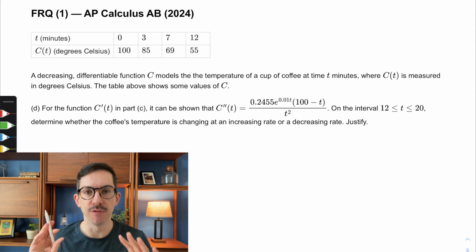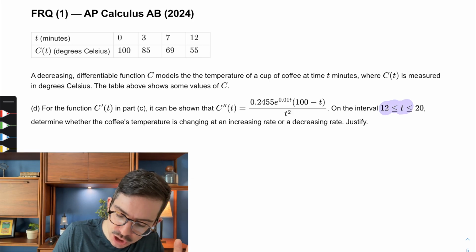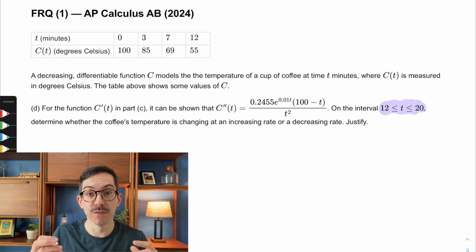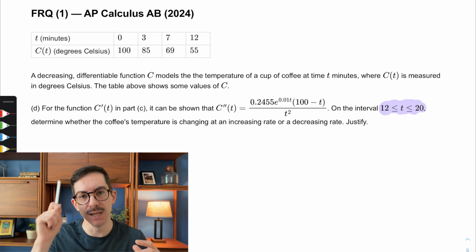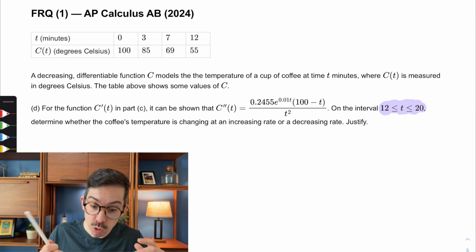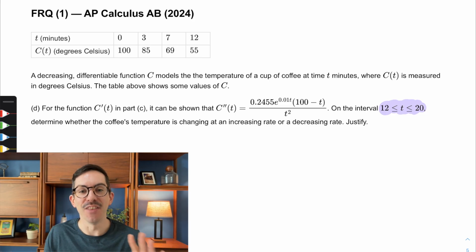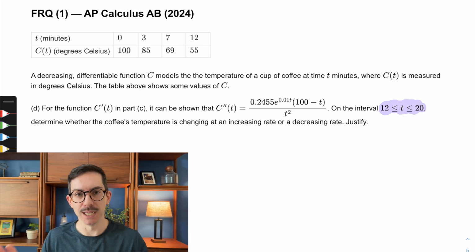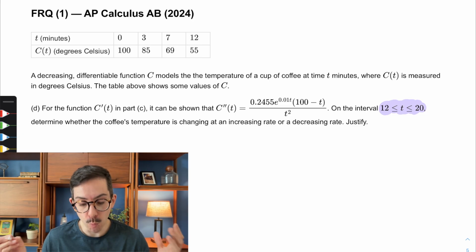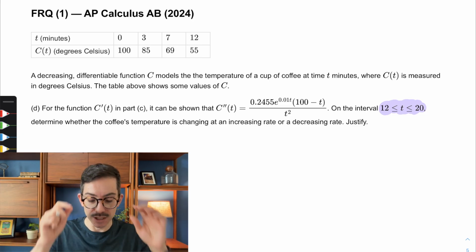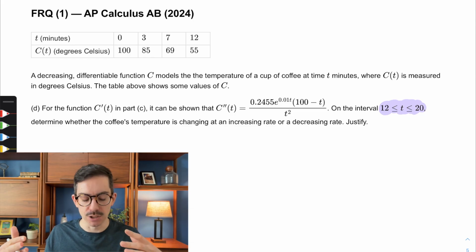Okay, on to the final part of the problem. Here we're still working in that time range, t equals 12 up to 20, those last 8 minutes. But this time they've given me an expression for c double prime, the second derivative. I could look back at c prime and take its derivative using the quotient rule, but since I have no time, they've given me the expression for c double prime to use in part D. Thank you, AP scorers. And they're asking us to work out whether the coffee's temperature is changing at an increasing rate or a decreasing rate. And we need to justify our answer.